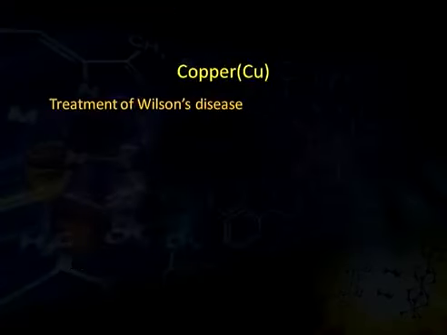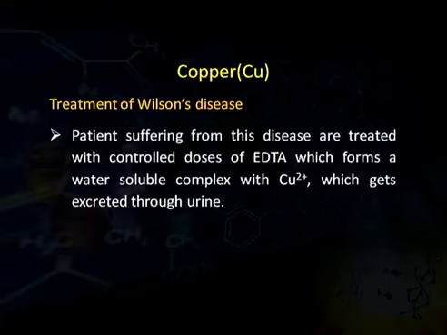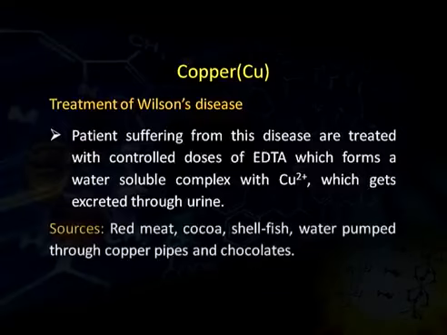How can this disease be treated? Patients suffering from this disease are treated with controlled doses of EDTA, which forms a water-soluble complex with cupric, that is copper 2+, which gets excreted through urine. The sources of copper are red meat, cocoa, shellfish, water pumped through copper pipes and chocolates.